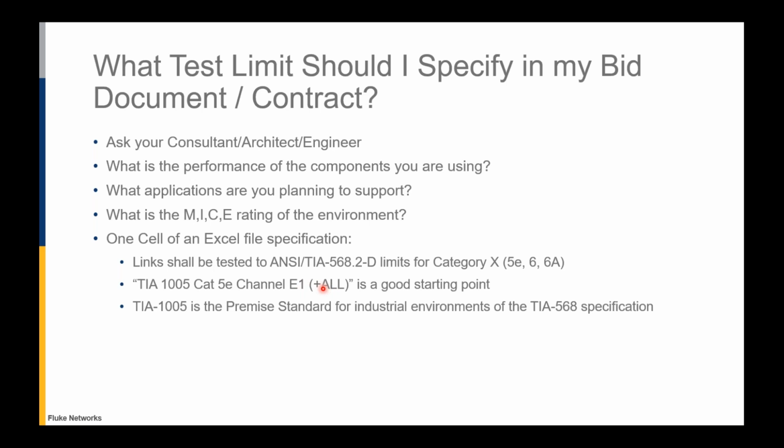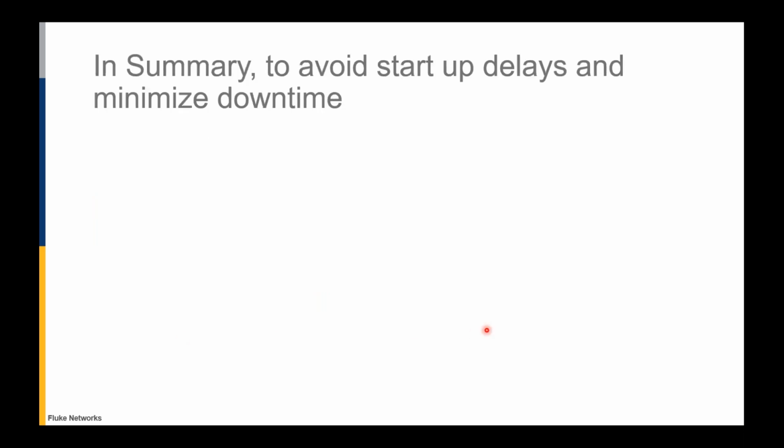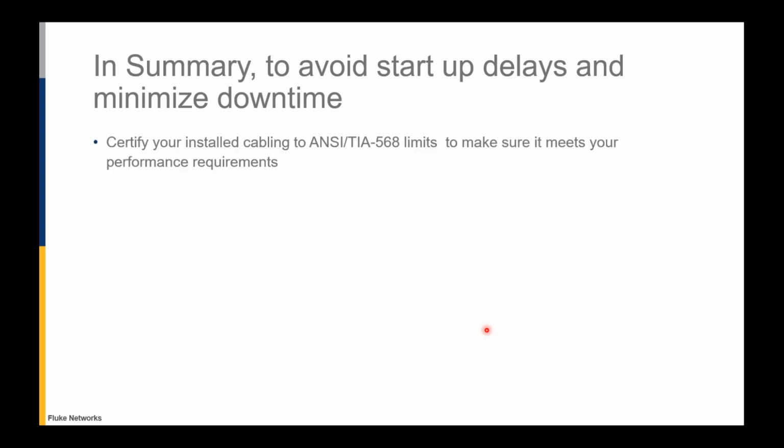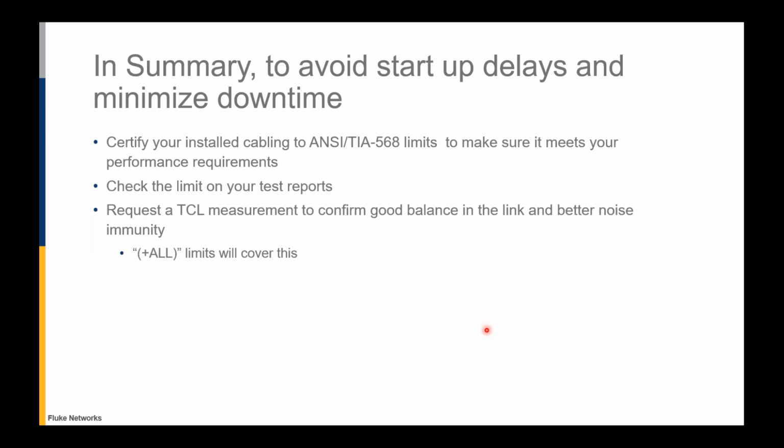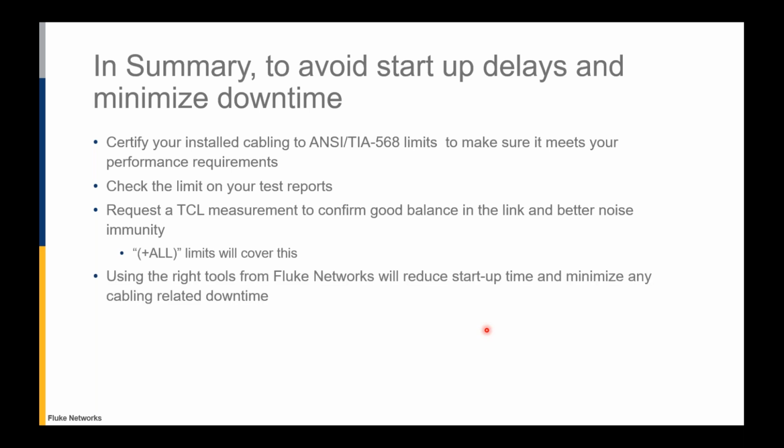We can go up to category 6. We can go up to an E2 environment as needed. Remember, this is coming from the 1005, which is part of the 568 specification. So, summarizing, get a good startup and minimize our downtime. Certify our cabling when we first install it to make sure it's properly installed. Check what limit is used on your test report. Here's a test limit, category 6A to the E2 limits. Ask for those TCL measurements. Asking for the plus all limits will make sure we have the noise immunity we're looking for. Use the right tools to do that.